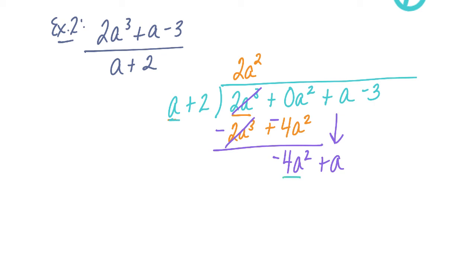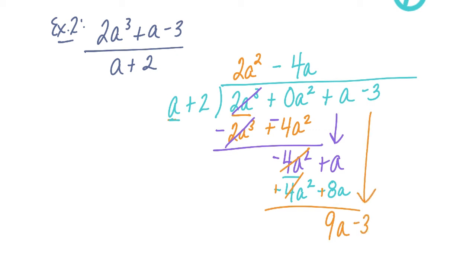A into negative 4a squared is negative 4a. Negative 4a times a is negative 4a squared. Negative 4a times 2 is negative 8a. And change the signs. Add down. 9a minus 3. How many times does a go into 9a? Good, it goes in 9 times. 9 times a is 9a. 9 times 2 is 18. Change the signs. And it looks like my remainder this time is negative 21.